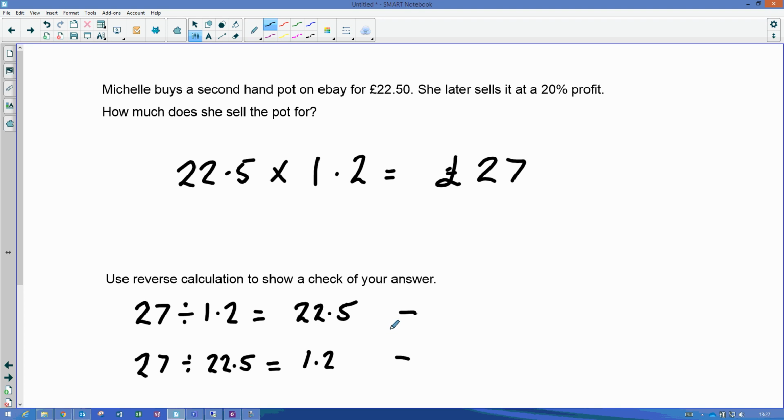And that's all they're looking for you to do for this bit of reverse calculation. And getting it right can get you an extra mark, so it's well worth doing.